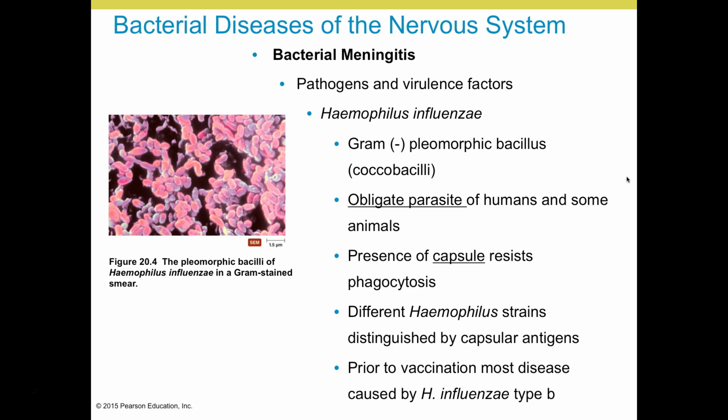Haemophilus influenzae is a gram-negative coccobacillus. It is actually an obligate parasite of humans and some animals. That means that it only affects these humans and animals. It also has a capsule, and there are different Haemophilus strains, which are distinguished based on the different antigens that they have in the capsule itself. Before vaccination time, this was the most common cause of meningitis.